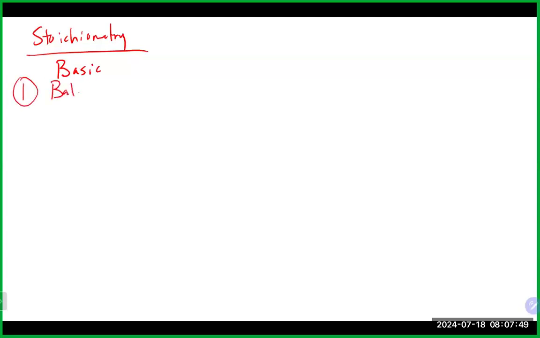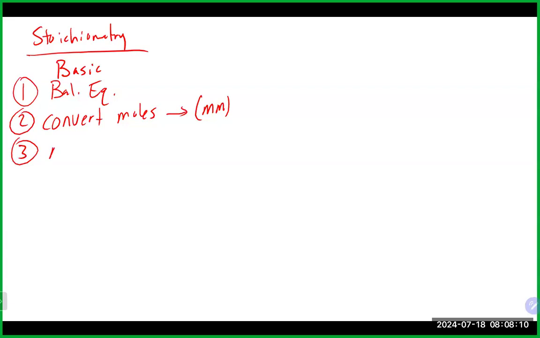Always, we want to balance the equation. We want to convert to moles. So whatever unit they give you, you definitely want to convert to moles. Usually that does involve the molar mass. To do that, at some point you get to grams, and then using the molar mass from the periodic table, go grams to moles. You then want to do the mole to mole relationship.